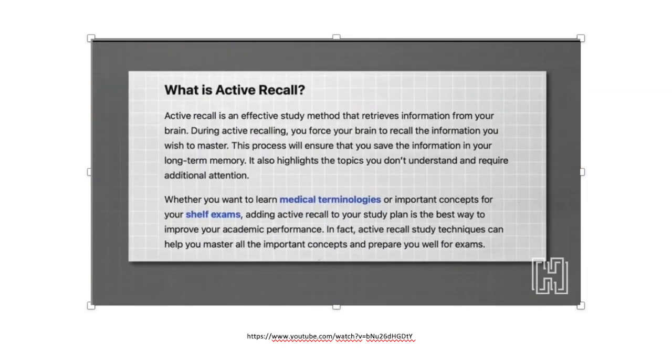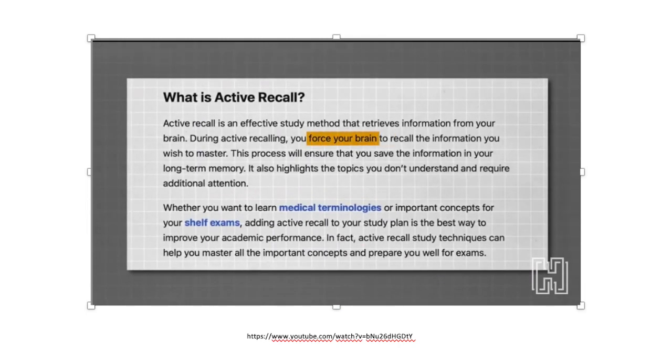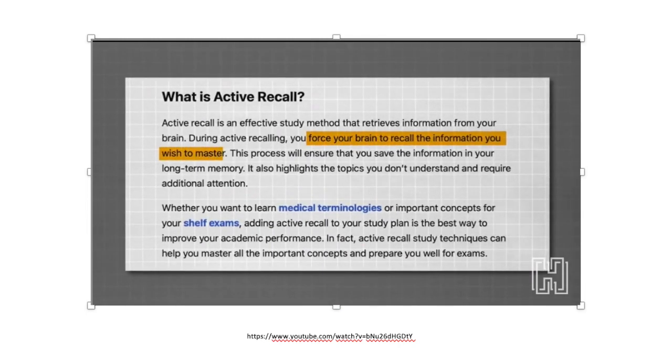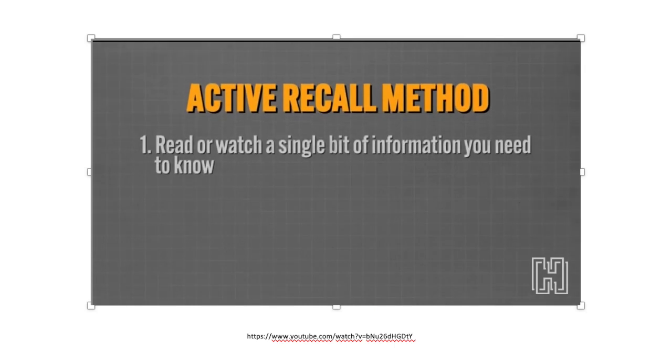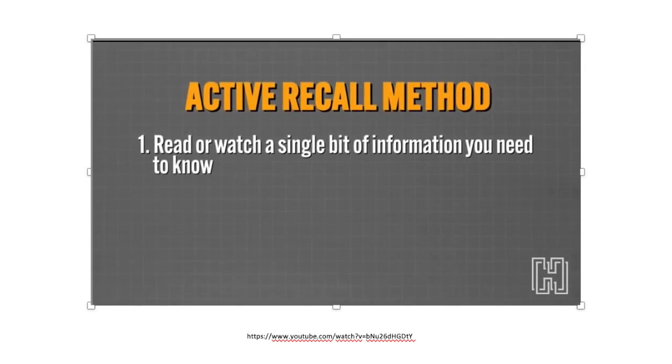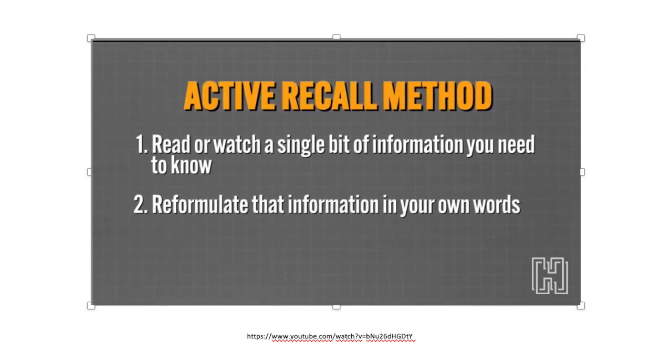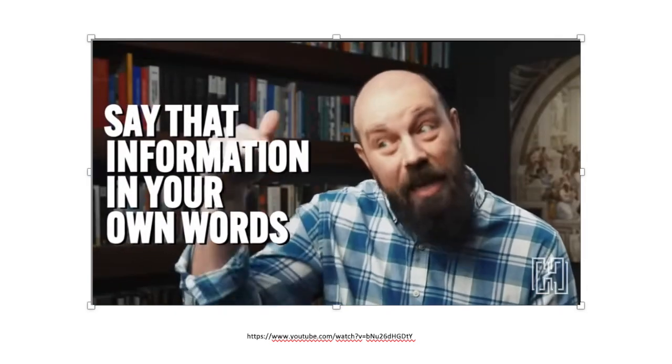So active recall is the process by which you force your brain to recall the information you wish to master. And here's how you do it. Step 1, read or watch a single bit of information that you need to know. Step 2, reformulate that information in your own words. This is the step almost nobody takes, but this is the place where everything changes in your brain. At this point, close your notes or pause the video or whatever and say that information in your own words.